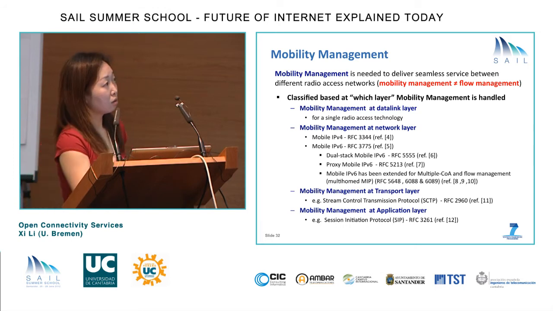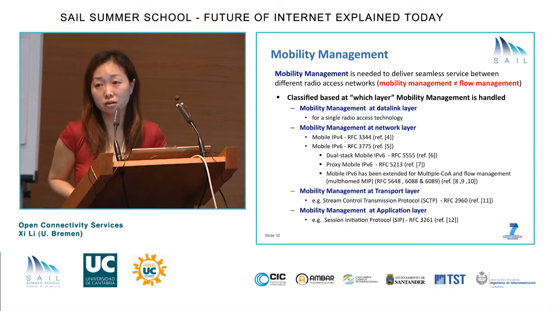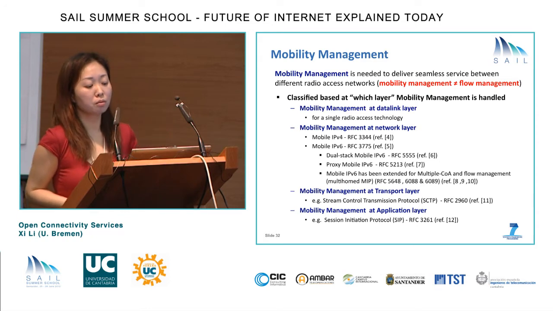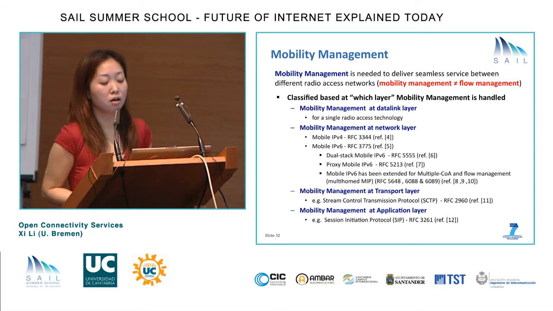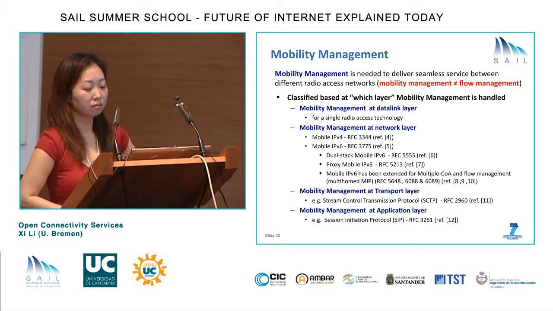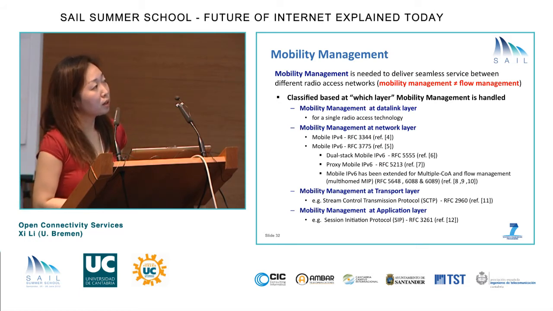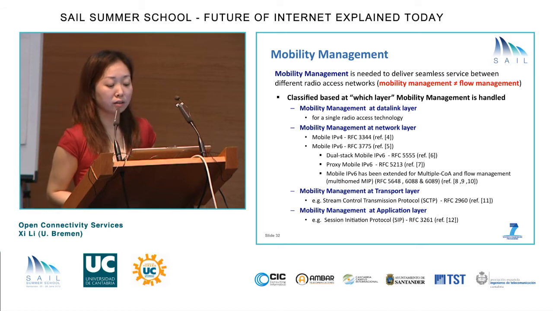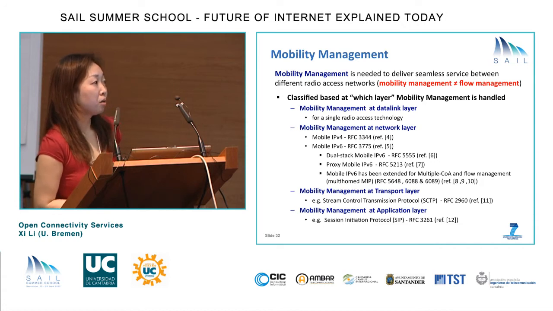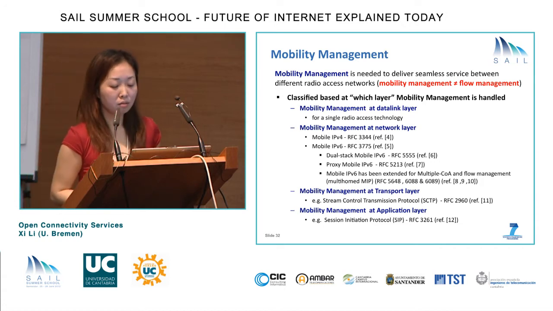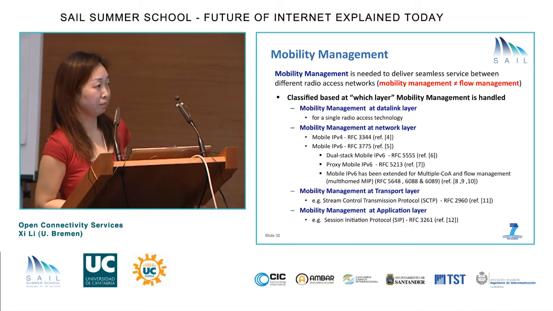So these are the main technologies we can use nowadays to support mobility management when dealing with different access technologies. In addition, mobility management could also be provided at the transport layer, for example, by using the SCTP protocol, or handled at the application layer by using the SIP protocol.